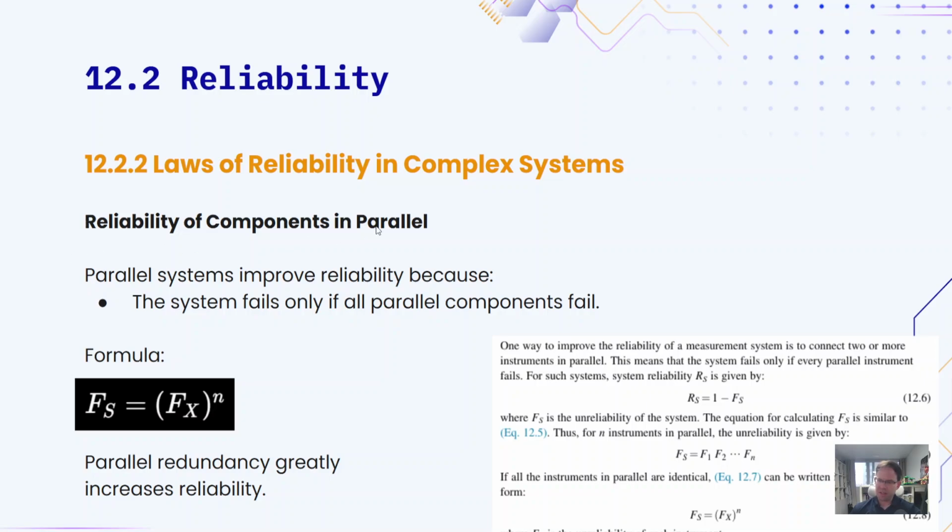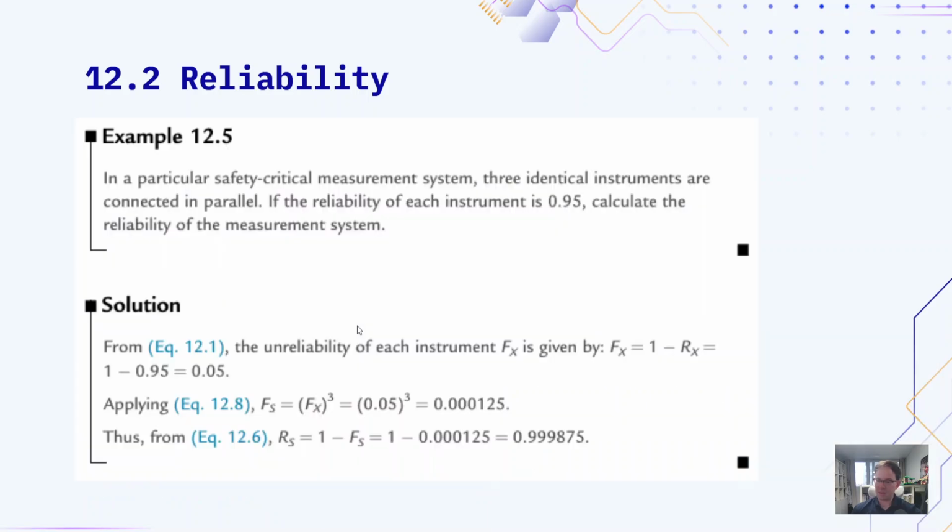So here is the reliability of components in parallel. They improve reliability because the system fails only if all the components fail. Parallel redundancy greatly increases reliability. This is an important keyword, redundancy. So here, Fs is the unreliability of the system, and it's similar right here for n instruments, and Fx is the unreliability of each instrument. Because they're all in parallel, you could just take the unreliability of each instrument to the n power, to the third power, like the previous example.